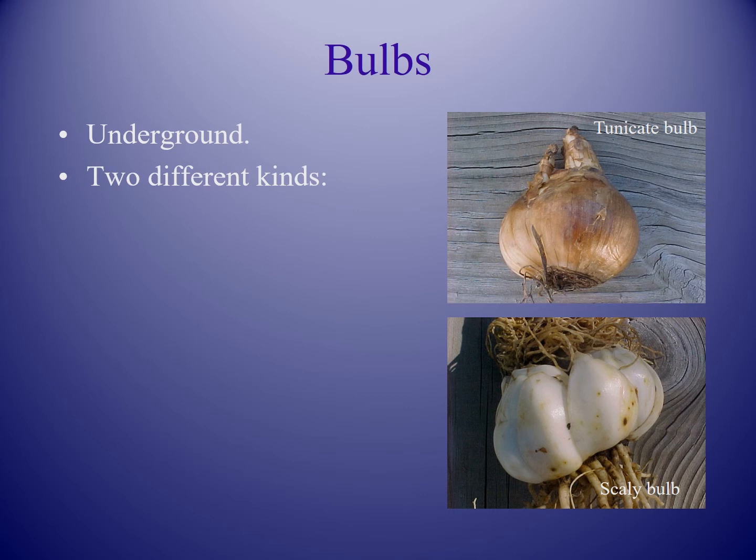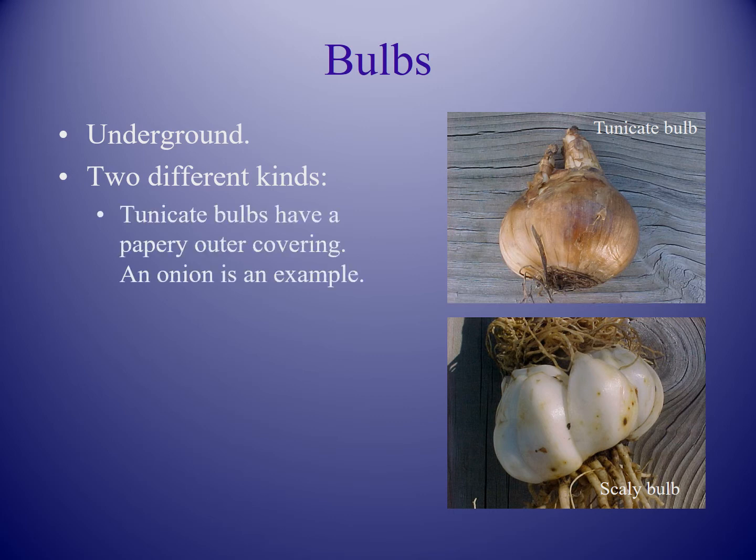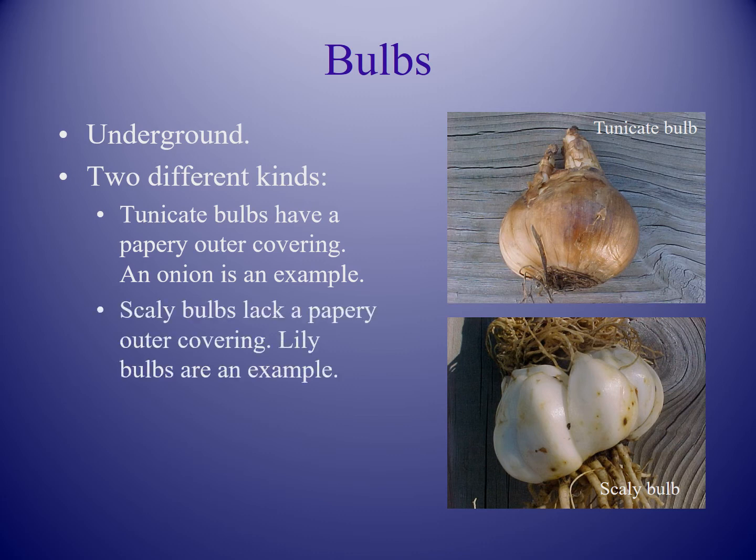Bulbs come in two different kinds. The first type is the tunicate bulb. Tunicate bulbs have a papery outer covering, and an onion is an example of a plant that produces a tunicate bulb. Tulips and daffodils are other examples of plants that produce tunicate bulbs. Scaly bulbs are different in that they lack a papery outer covering, and lilies are examples of plants that produce scaly bulbs.